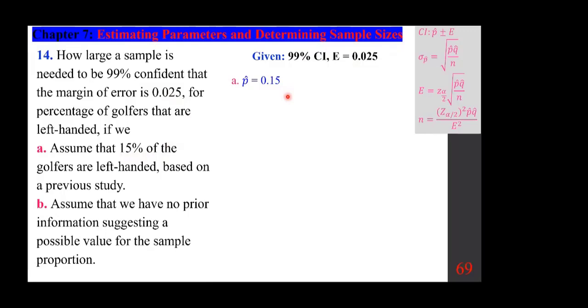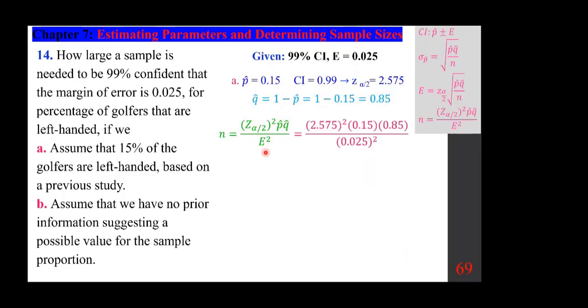For a 99% confidence interval, we can also look up a table or technology. This is a common value of 2.575. q hat is 1 minus p hat, so that's 0.85. Now let's plug it into this formula. This one is replaced with 2.575, p hat is replaced with 0.15, q hat with 0.85, and E with 0.025. Don't forget the denominator must be squared.